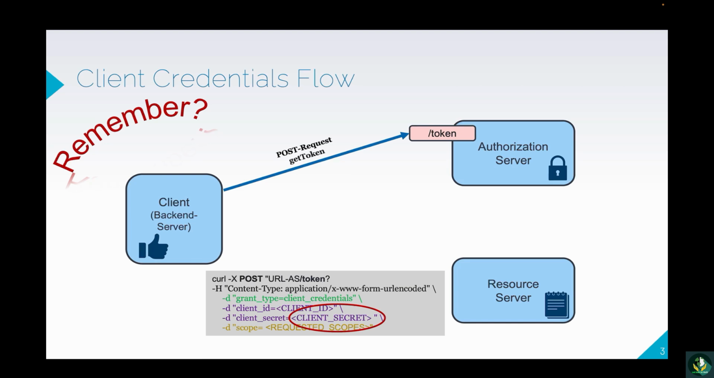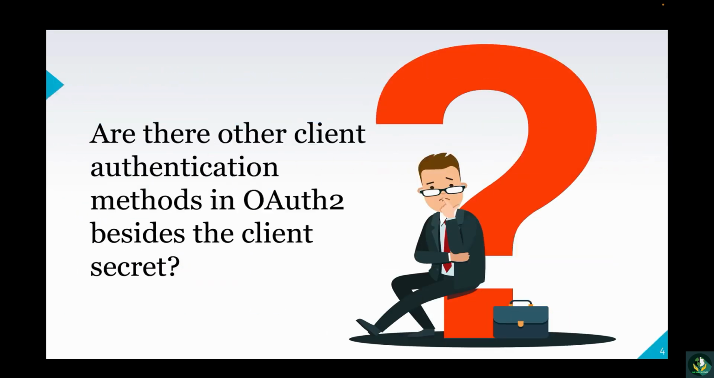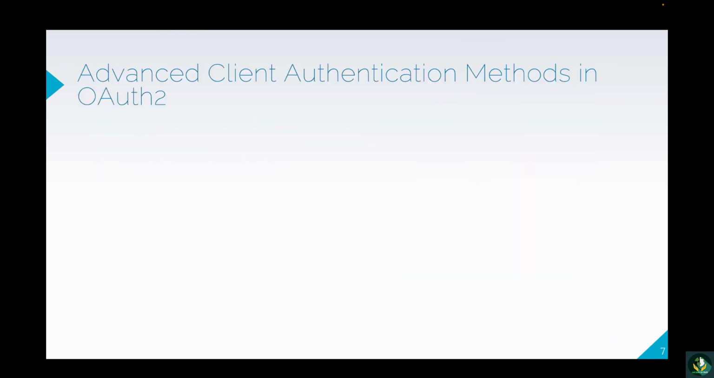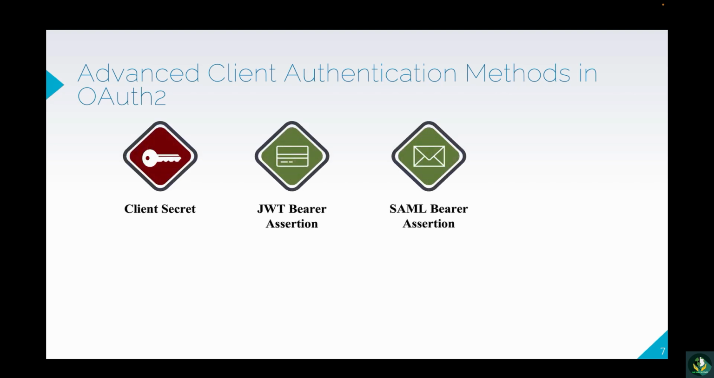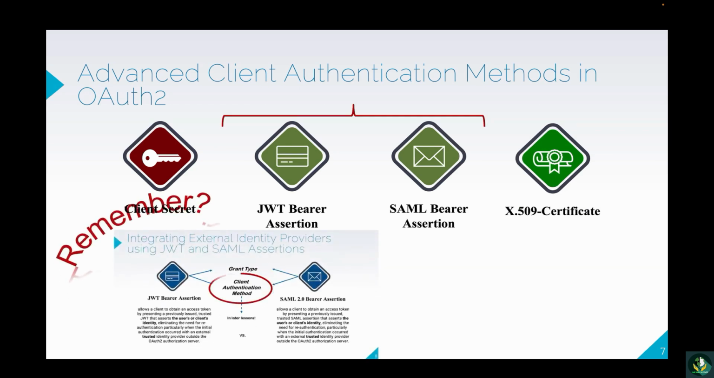In some cases, we may need stronger authentication methods, perhaps due to various security levels or stricter security requirements. So the question arises, are there other client authentication methods in OAuth 2 besides the client secret? We have at least 4 client authentication methods in the context of OAuth 2. Authentication with the client secret, JWT bearer assertion, SAML bearer assertion, and X509 certificate. If you remember from the lesson on bearer assertion flows, the JWT bearer assertion and the SAML bearer assertion can be used both as grant type and as a client authentication method.